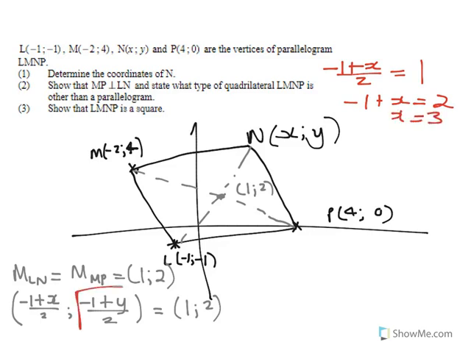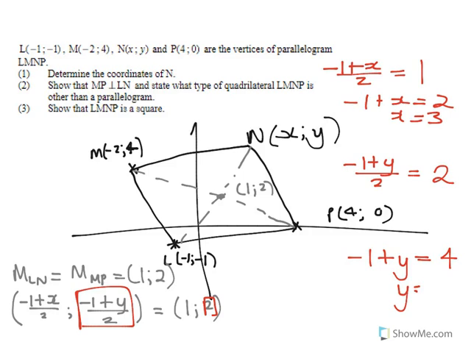And then the second equation is my y coordinates. So minus 1 plus y over 2 needs to give me 2, right? What do I divide by 2 to get 2? That something must be 4. So minus 1 plus y must be equal to 4. So y would be equal to 4 plus 1, which is 5. So the coordinates of N would be 2. No, not 2. x is equal to 3 and y is equal to 5.